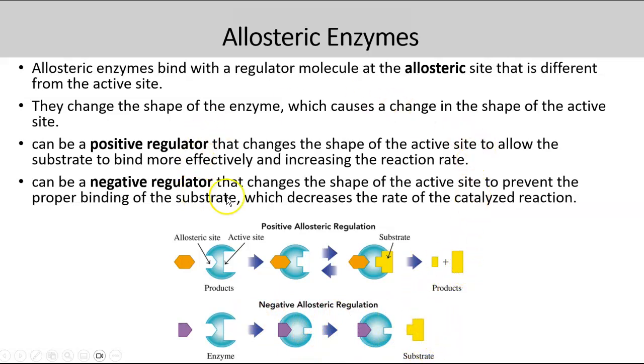So what you need to remember is that allosteric enzymes will have a different site called the allosteric site apart from the active site. Okay, the active site is still there, but the allosteric site is in a different region of the same enzyme, and it can work as a positive allosteric regulator in some cases, and some enzymes will work as negative allosteric regulators. So they will just control the binding of the substrate to the enzyme. Okay.